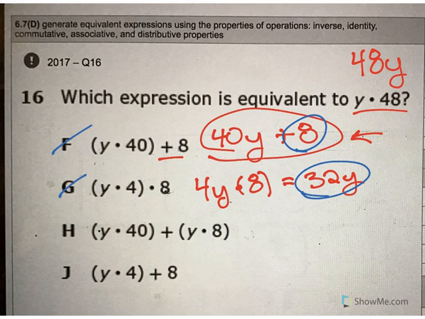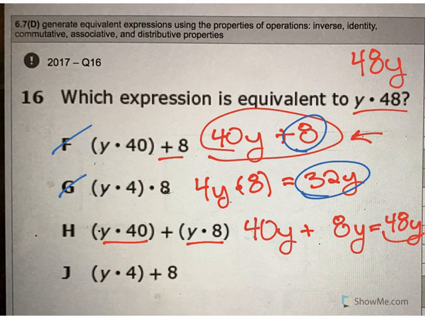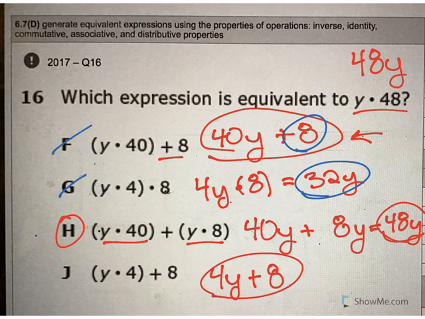All right, let's check H. Y times 40 is 40y. And then second parentheses, before I do the addition, y times 8 is 8y, and I have the addition. If I had 40 y's, then I added 8 more y's, how many y's would I have? All right. 48y. So my answer is H, but let's just check J. Y times 4 is 4y, and then plus 8. I can't add them, so that would be simplified, and so obviously it's not J.